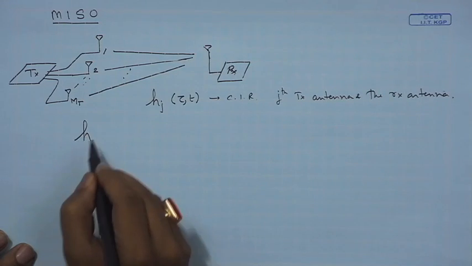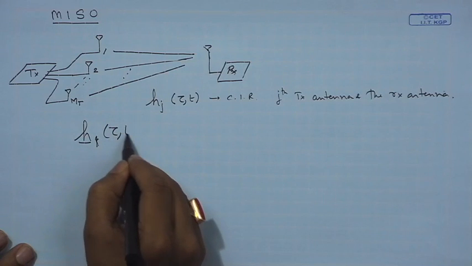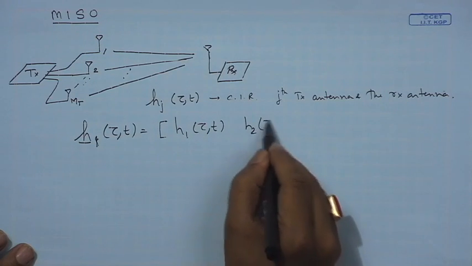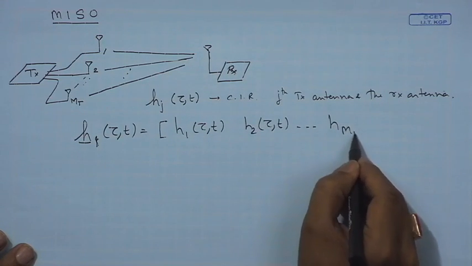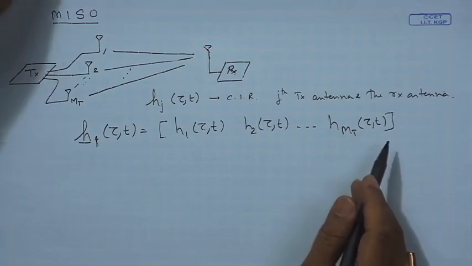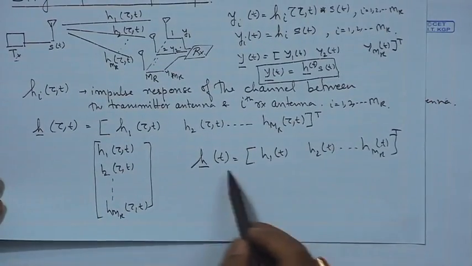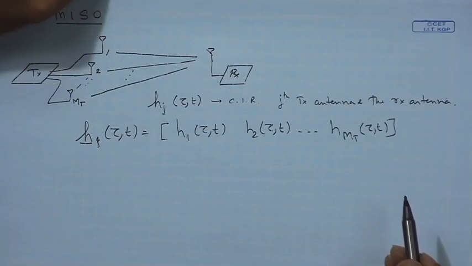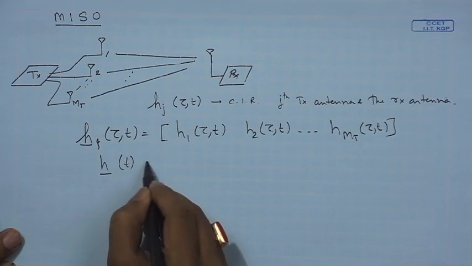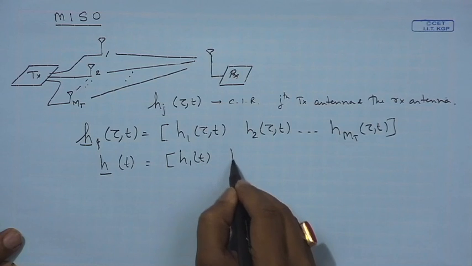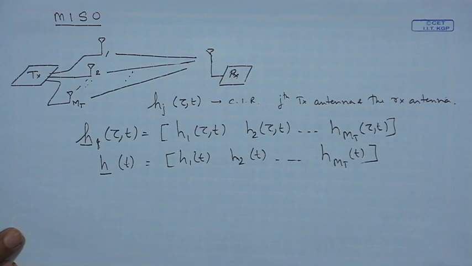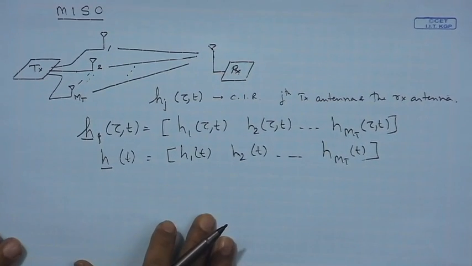So that is the way to write it, h_j(tau, t), and what we would have is h(tau, t), the vector, is [h1(tau, t), h2(tau, t), up to h_MT(tau, t)], no transpose anymore. So this is basically a row vector, whereas for the earlier case it was a column vector. There is a transpose there, that is the difference. And again, if we consider flat fading, which we will mostly do, in our case we can write it as [h1(t), h2(t), up to h_MT(t)]. So this is the standard way of writing it.